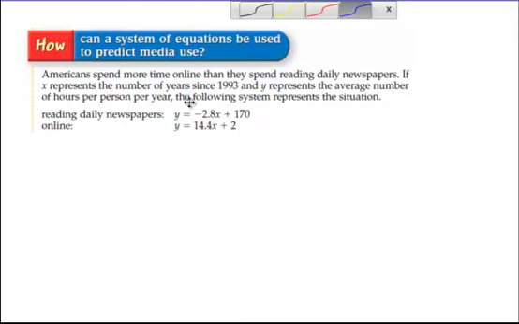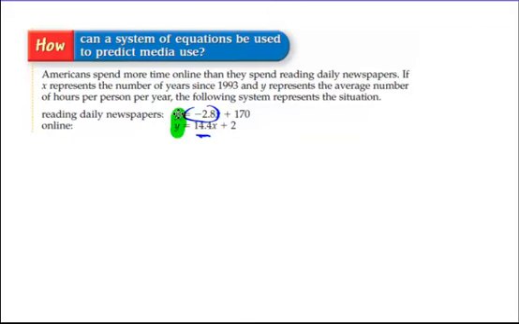So reading daily newspapers. Well, if we're spending more time online, then yeah, this number's going down. So we see that right there. Reading online, going way up. Look at that slope, 14.4. Now, what we have to do is we have to remember this basic concept.